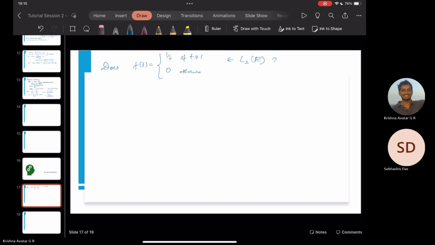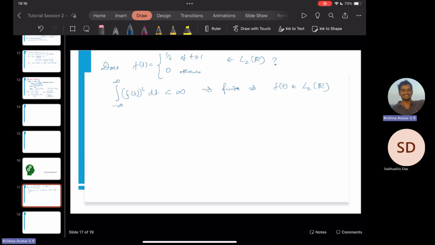At first, what is the condition for a function to belong to the set L2(R)? The condition is that only if f of t squared integrated from minus infinity to infinity is less than infinity, which means only if this is bounded or finite, then f of t belongs to the space L2(R).